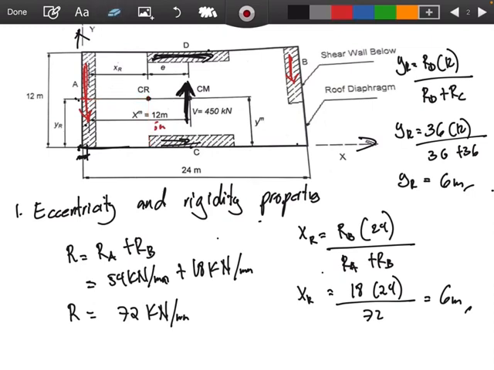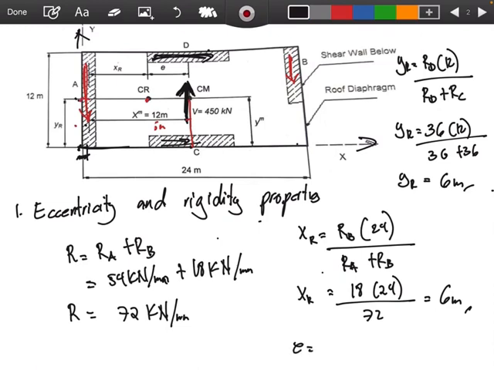So, that's how we get the center of rigidity. Next, we're going to get the eccentricity, the difference between CM and CR. Obviously, if this is 12, from there to here is 12 meters, and this one from there is 6 meters. Obviously, what is the eccentricity E equal to?